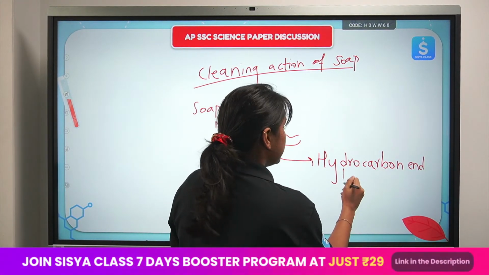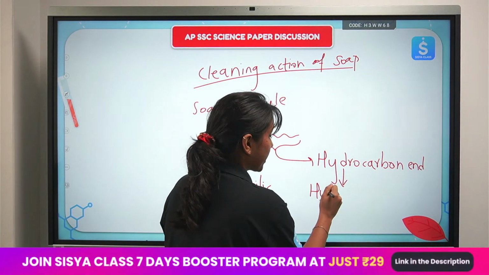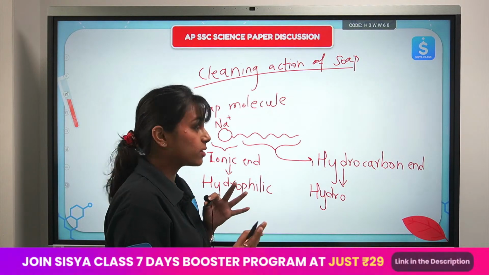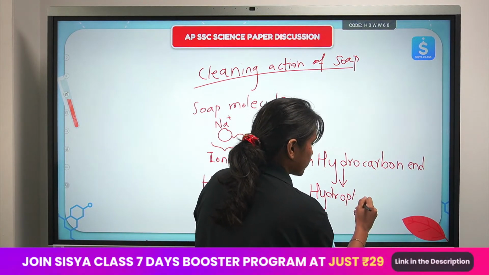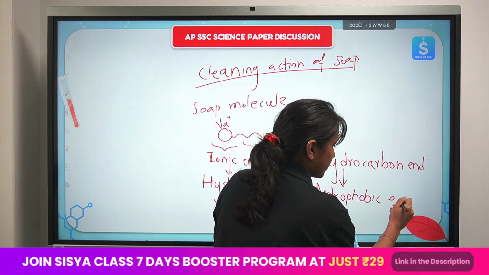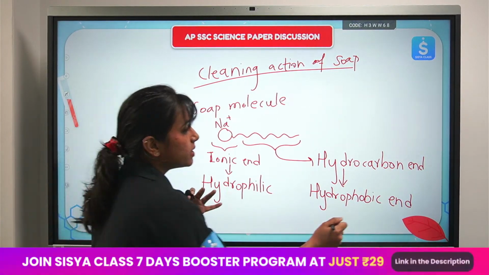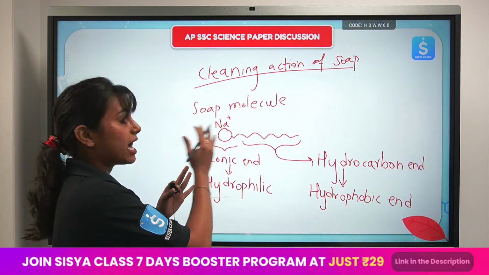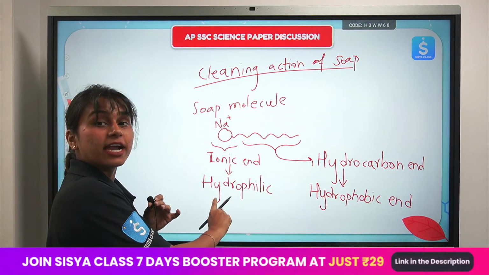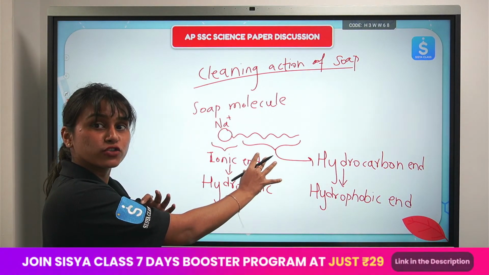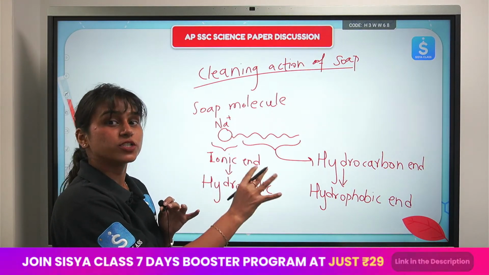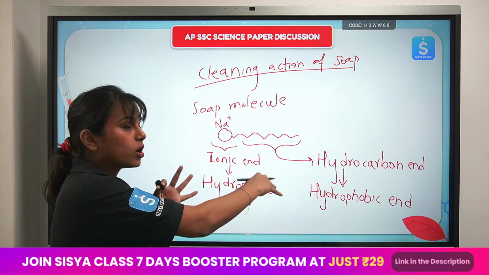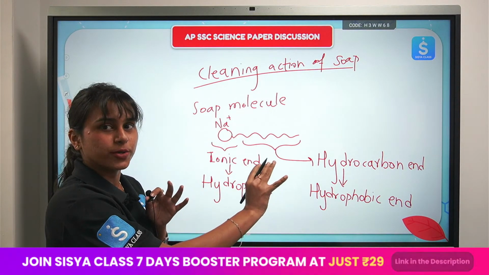and it is hydrophobic. Phobic in the sense it does not like water, it does not like interacting with water. Hydrophobic end, you can call it. I hope this diagram is clear to you. The soap molecule has two ends. One is the ionic end, that is hydrophilic in nature, and the remaining part of the soap molecule is the hydrocarbon end, which is hydrophobic. It does not like interacting with water. So one part is going to interact with water, the other part is not.